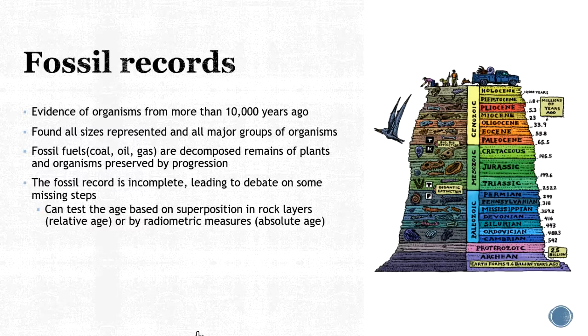Now, in order to be considered a fossil, it has to be over 10,000 years old. And we have it from all different major groups of organisms. And depending on where you fall in the different levels, that determines how old you are. Now, there's different ways that we can test it. We could test the relative age by where it falls in the different rock levels, that's superposition. Or we can actually do the isotope, where we do the radiometric measures and measure the absolute age of it.